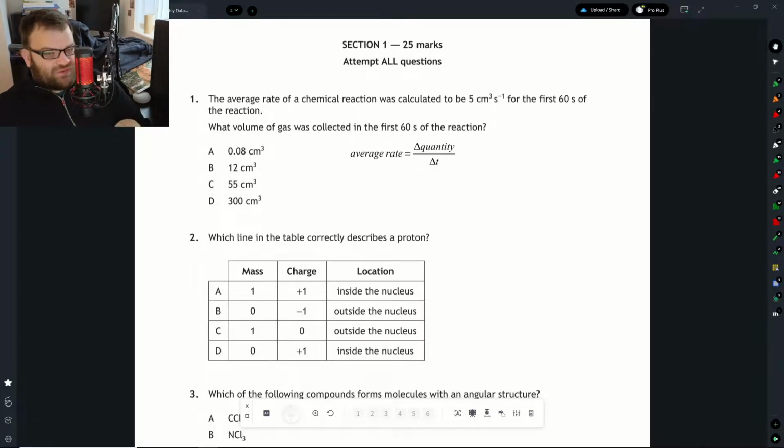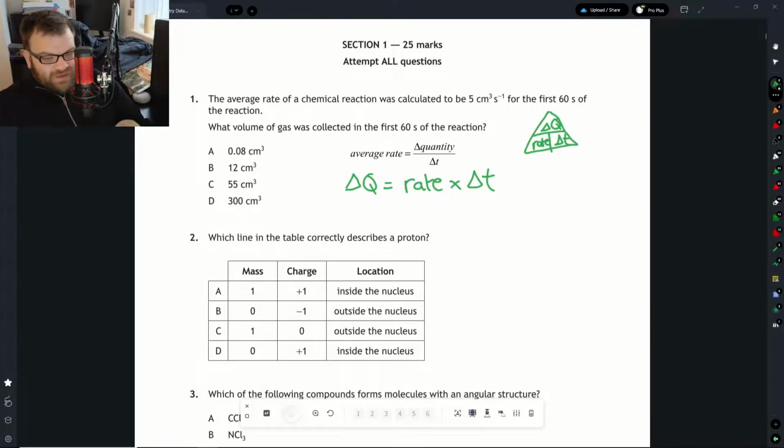In this question, they do not want us to calculate the average rate. They want us to calculate the total volume of gas that's being produced. Two ways of knowing that. Well, one, at the top, it tells us the average rate is 5 centimeters cubed per second. It also tells us the time is 60 seconds. What I would do is rearrange this relationship. Therefore, my change in the volume will be the rate times the change in time. Plugging in my numbers, that's going to equal 5 times 60 equals 300 centimeters cubed. That gives us an answer of E.